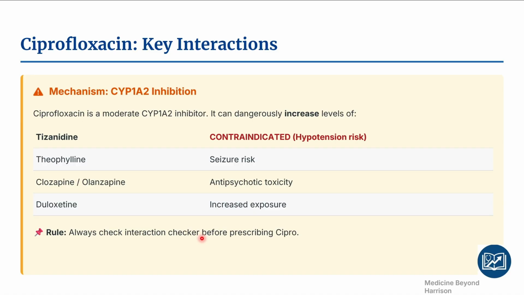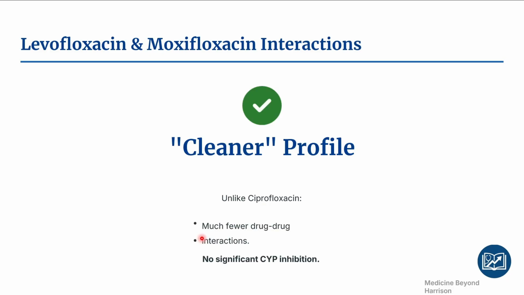Always use an interaction checker. A lot of interaction checkers are available on online websites or in Medscape that you can use before prescribing ciprofloxacin to anybody. Moxifloxacin and levofloxacin have a cleaner profile unlike ciprofloxacin, with far fewer drug-drug interactions. There's no significant cytochrome P450 inhibition. So it is a comparatively cleaner profile in terms of drug-drug interactions. Still, the adverse effects remain the same. In fact, more than ciprofloxacin, levofloxacin and moxifloxacin prolong the QT interval.